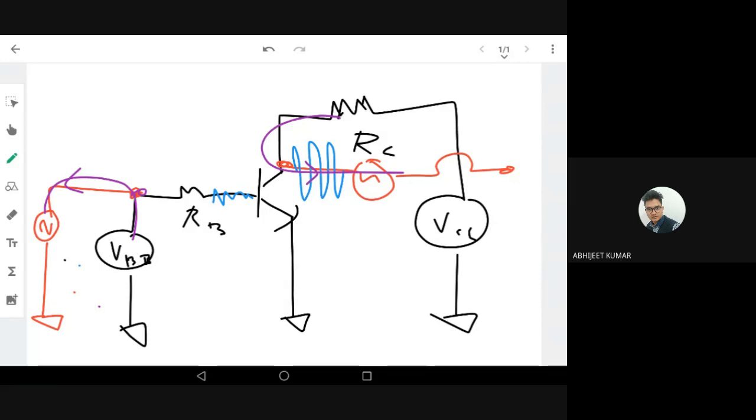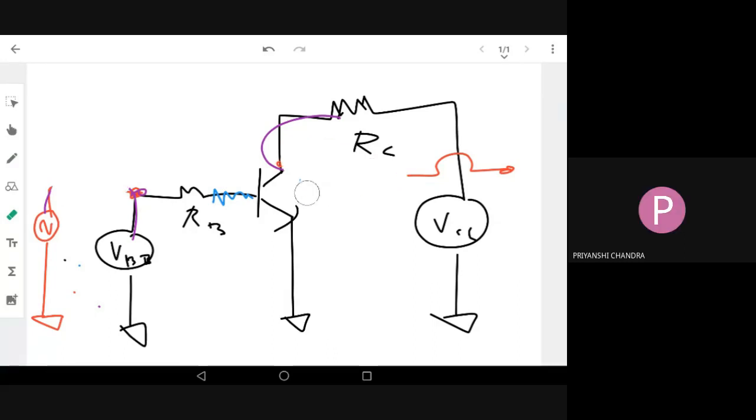What is this component? What is that component which allows AC but doesn't allow DC current to flow through it? I need that thing. The component which allows AC to flow through it but doesn't allow DC to flow through it. So, capacitor. Yes, capacitor.